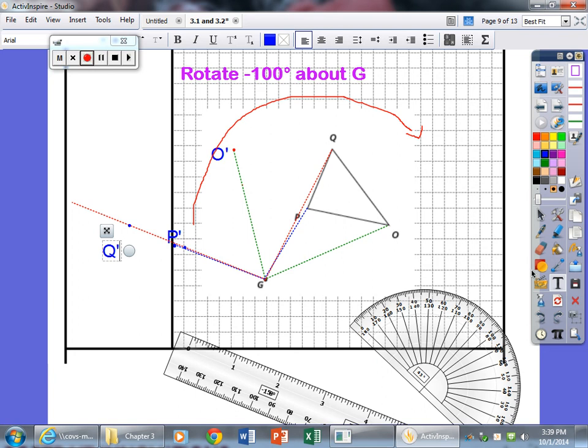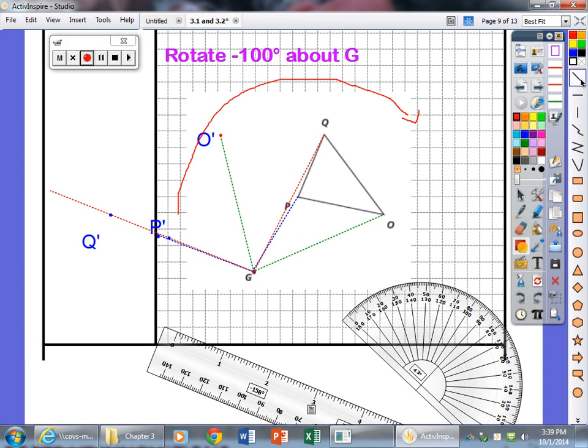Now the last step that I need to do is I am going to need to connect my new points and make a triangle. So I'm going to connect O and P. I'm going to connect O to Q. And I'm going to connect P to Q. Okay, had I done it correctly, and I think where I made my mistake was whenever I did P, it should be a triangle that looks exactly like this one.